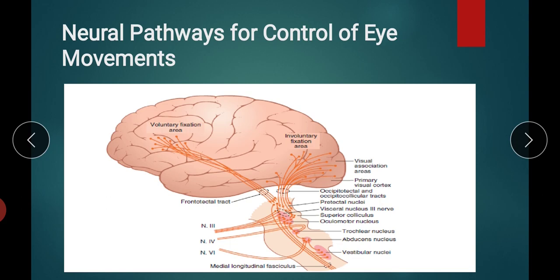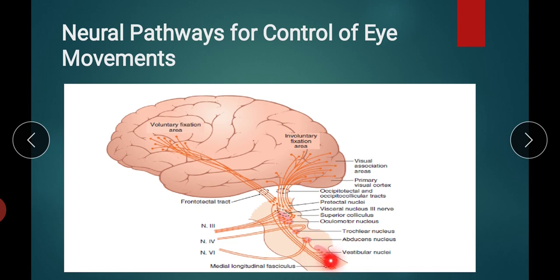So we can say that the movement of both eyes mainly depends on the movement of the other eye as well as on the movement of the head. So whenever we move our head, our eyeballs also move simultaneously to keep the image of interest in focus. Okay.